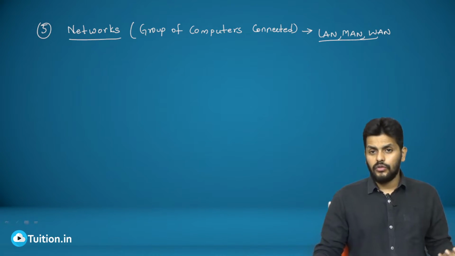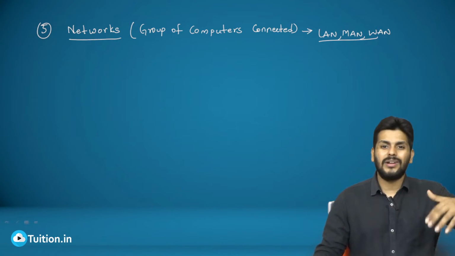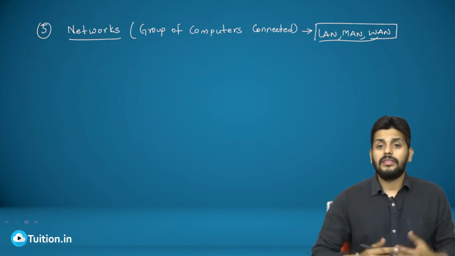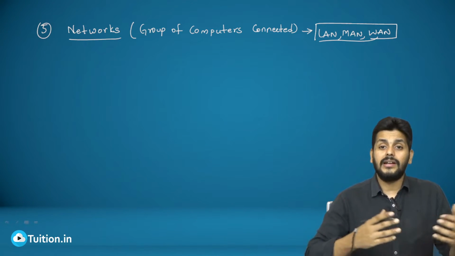What we have in our houses, when we are using connections for our buildings or from one street to the other street, that's called a local area network. So basically, a network is established by connecting computers.